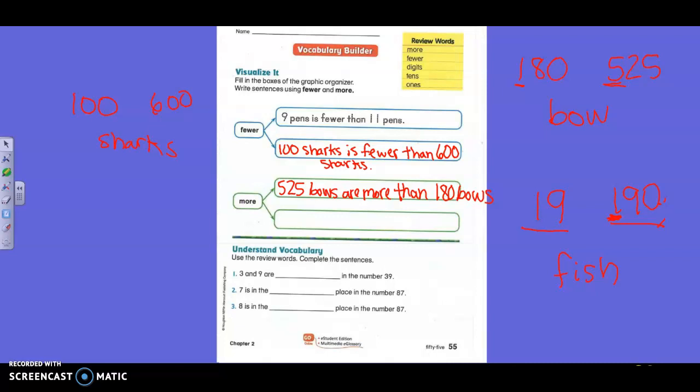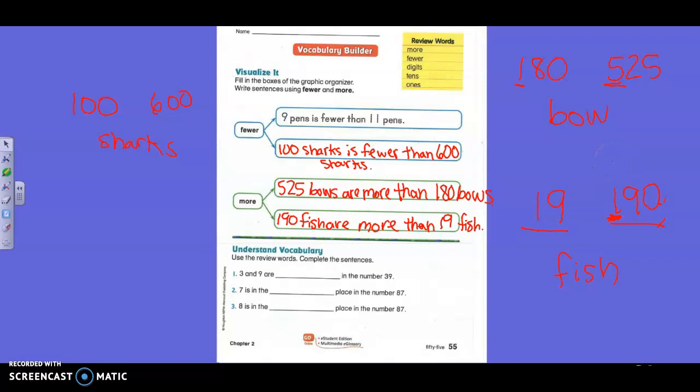Yes, 190 is more. So we're going to say 190 fish are more than 19 fish. Once again, I'm going to pause the video.